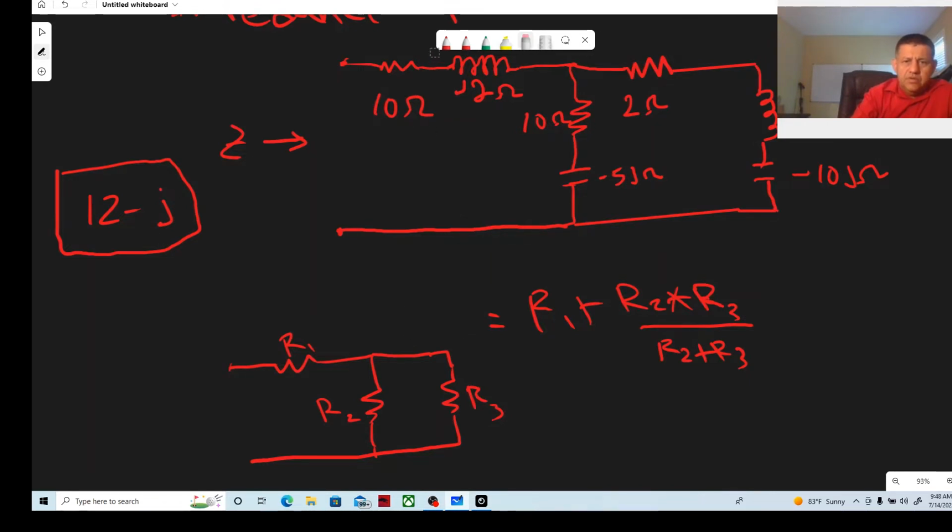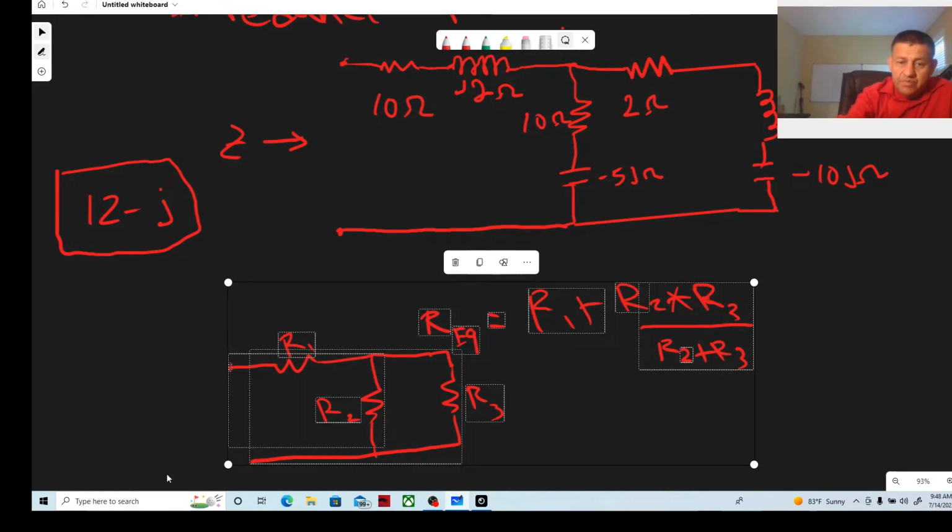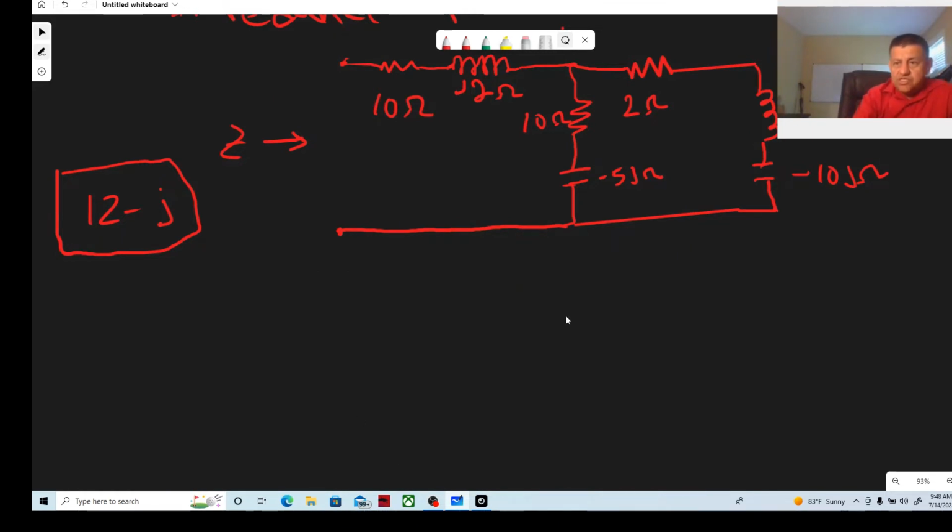So that will be R equivalent, and that will be the situation. It's going to be similar here. I just wanted to put that there to refresh the memory a little bit.